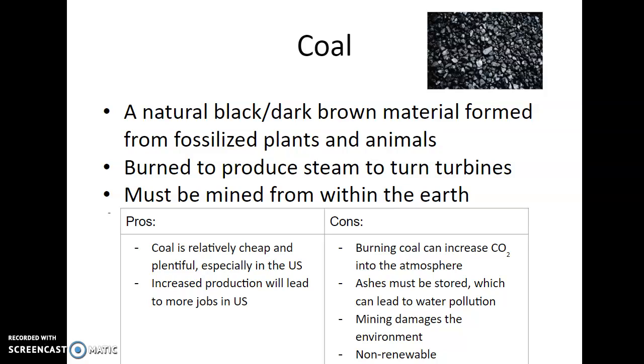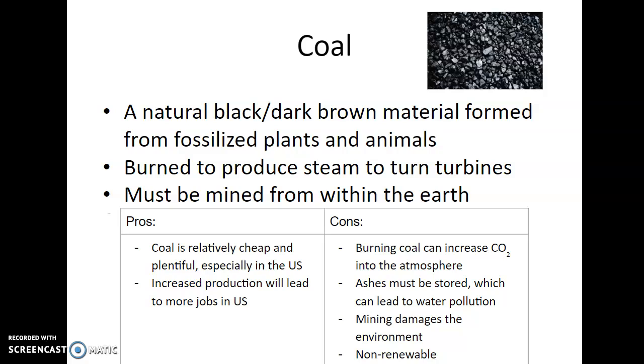So coal. You guys probably have seen coal. Coal is a natural black or brown substance that is essentially from fossilized plants and animals. It's burned to produce steam, which then turns steam turbines, as we talked about in the last slide. But it must be mined from within the earth. There are pros to this because coal is cheap. There's so much in the United States, and because of this, it also increases production, which will then lead to more jobs in the United States.